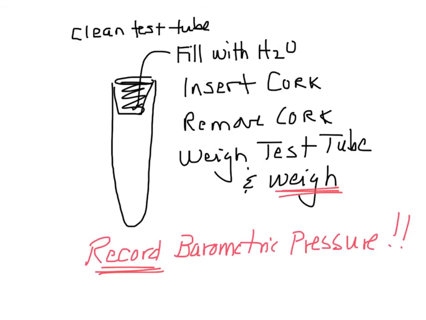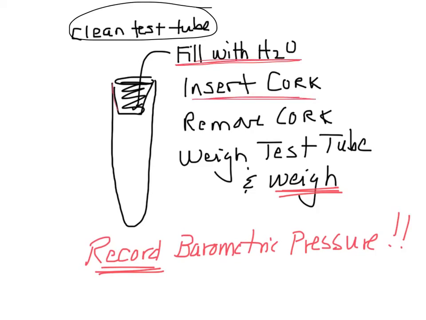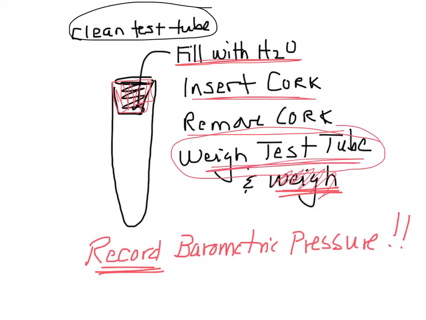At this point we have almost everything we need except the volume of the test tube. So clean out the test tube, just dump it down the sink and rinse it with some water. Fill it up with water, insert the cork, that way we'll have the exact same volume we had before. Remove the cork, and then go ahead and weigh the test tube. I don't know why I wrote weigh twice. So weigh your test tube, because then the mass of the water inside your test tube will give you the volume of the water, which will give you the volume of the test tube.